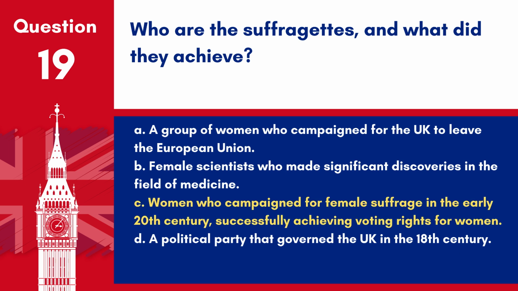Answer C. Women who campaigned for female suffrage in the early 20th century, successfully achieving voting rights for women. The suffragettes were instrumental in the fight for women's rights in the UK, particularly in securing the right to vote through persistent advocacy and activism.